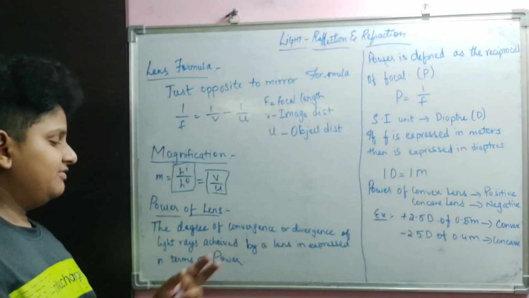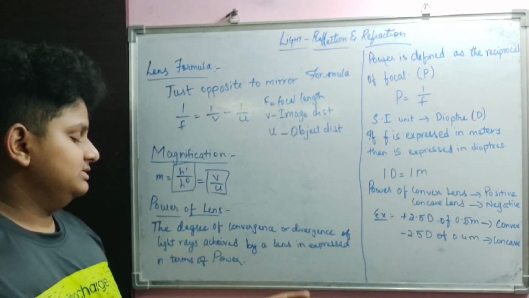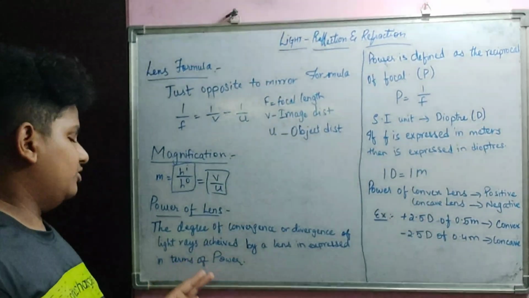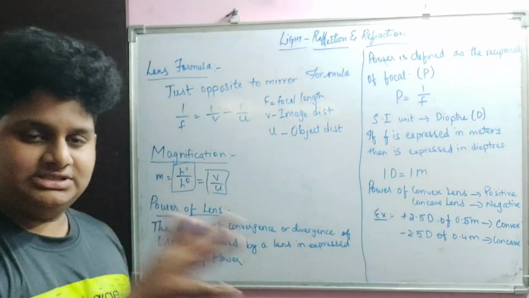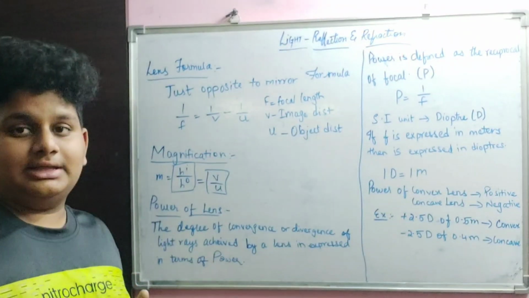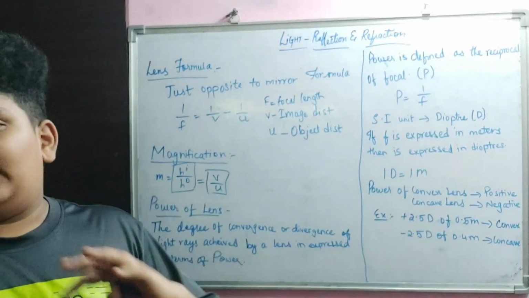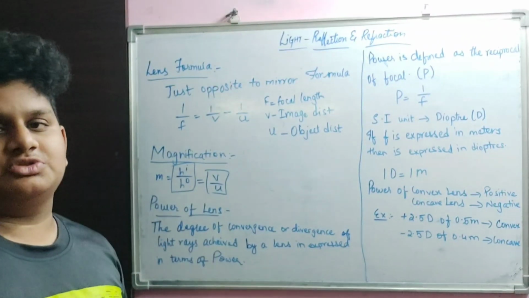The degree of convergence or divergence of light rays achieved by a lens is expressed in terms of power. The degree to which a lens is converging or diverging rays is expressed in terms of power.